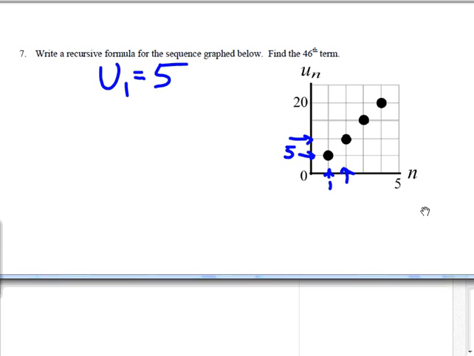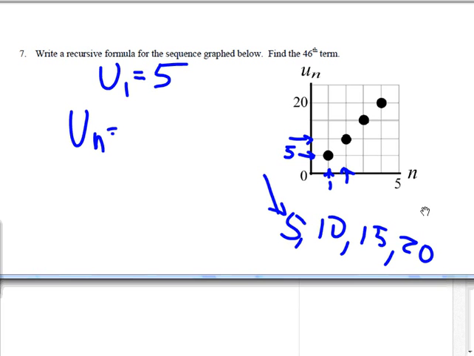So they really gave you a list of numbers. They gave you 5, 10, 15, and 20. By giving you that graph, they gave you a list of numbers like this. And now you should know, oh, well, this first number, U sub 1 is 5. And U sub n is equal to U sub n minus 1 is how you always start. And I'll let you finish. All right. We are done with the video.